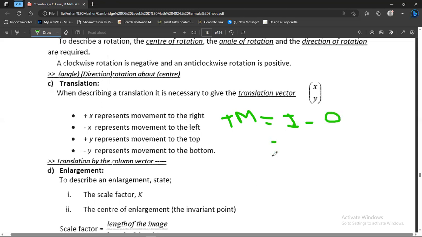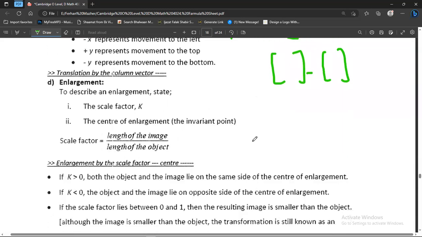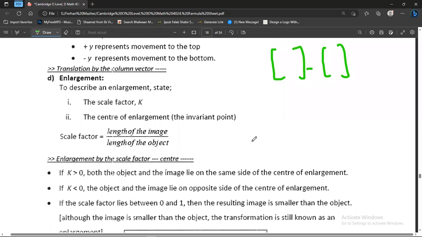The image should be represented in a column vector, and the object should also be represented in a column vector. Here we take only one point, only one point's coordinates are taken here. In the enlargement, to describe an enlargement, the scale factor K, the center of enlargement, the invariant point are needed. The scale factor is the length of the image divided by the length of the object.